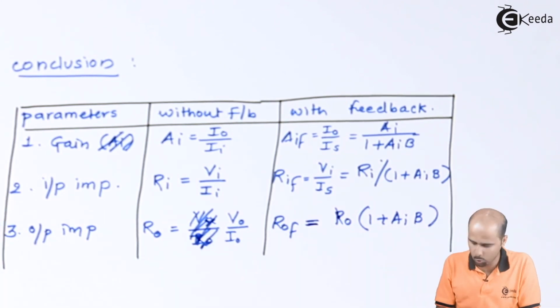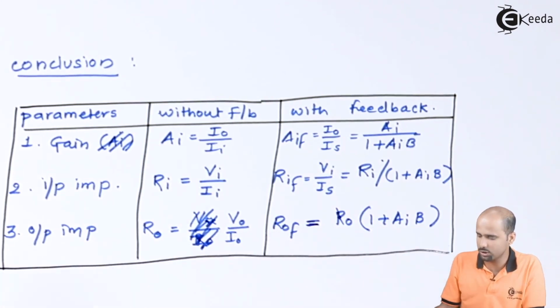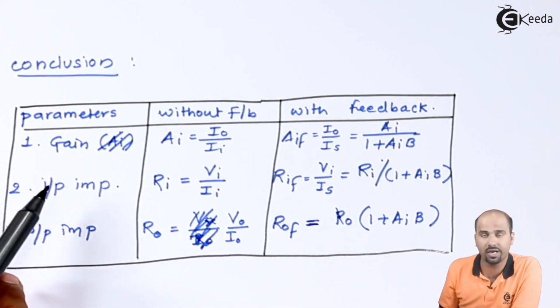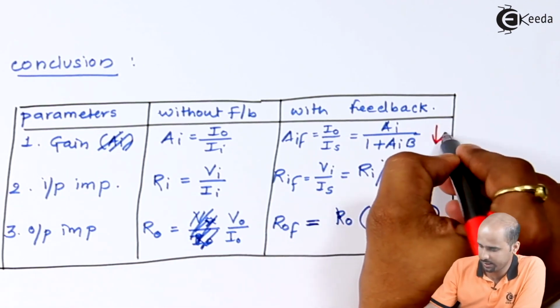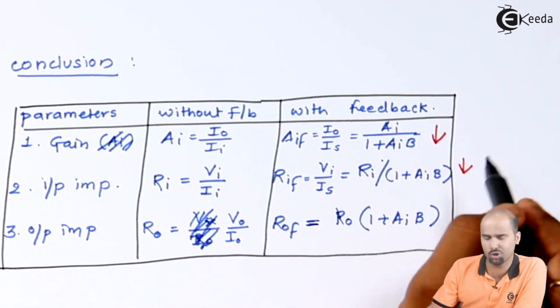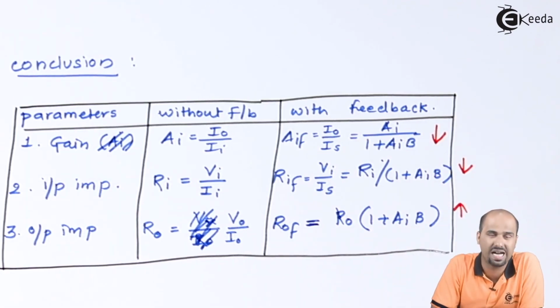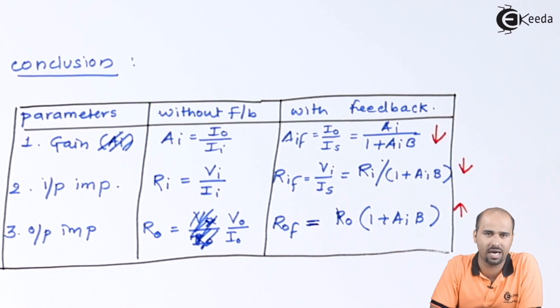Simple. So this is how we have got the complete conclusion for current shunt negative feedback. The conclusion is that when we apply feedback, your gain decreases, your input impedance also decreases, but your output impedance increases. So few parameters decrease and few parameters increase, and that we have concluded with the current shunt negative feedback analysis. So we have completed all the feedback topology analysis, and in the next videos we will learn the problems based on the negative feedback amplifier.